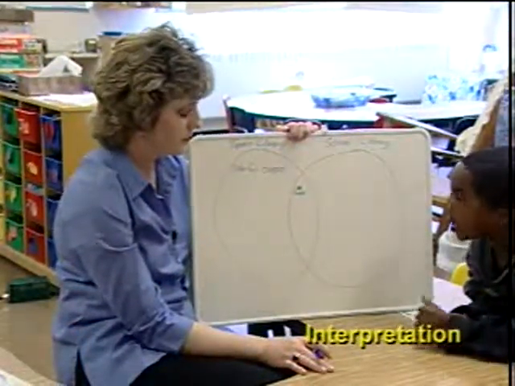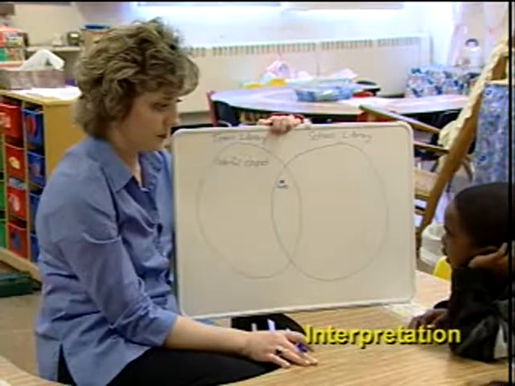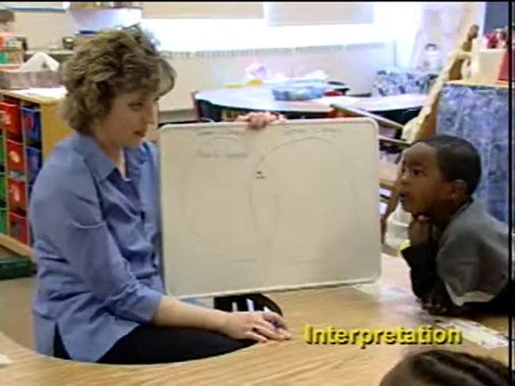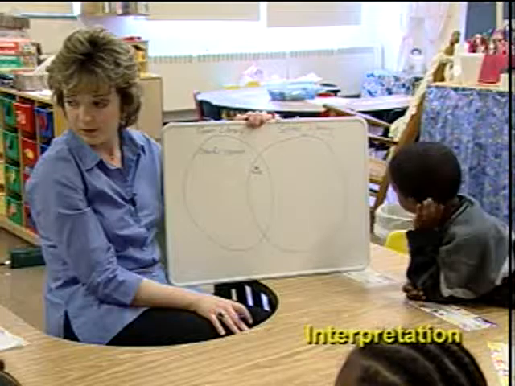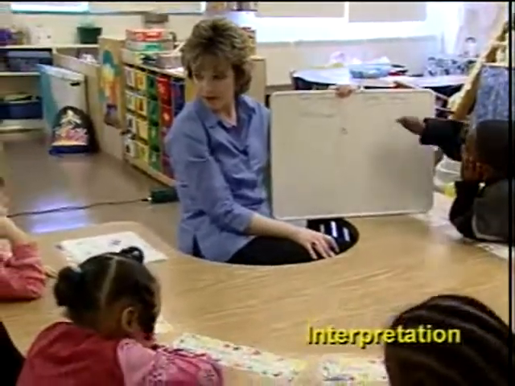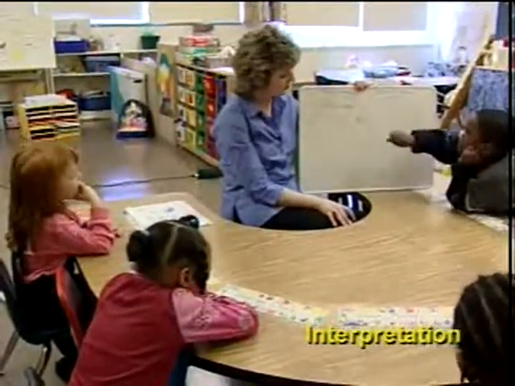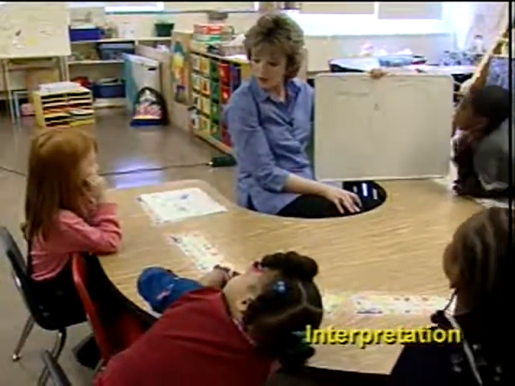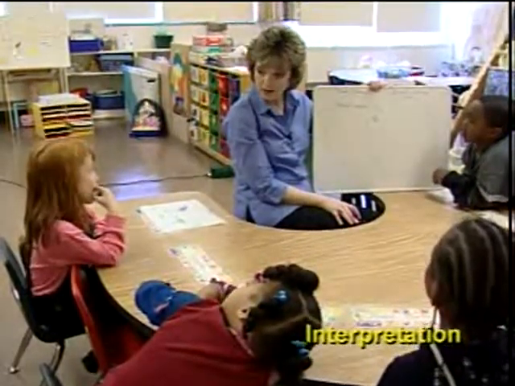The teacher uses a Venn diagram to help the students interpret some of the things they learned during their field trip. The students are comparing and contrasting their school library with the public library. They identify the characteristics of both libraries, and the teacher helps them begin classifying their ideas. This demonstrates the interpretation stage of information processing.